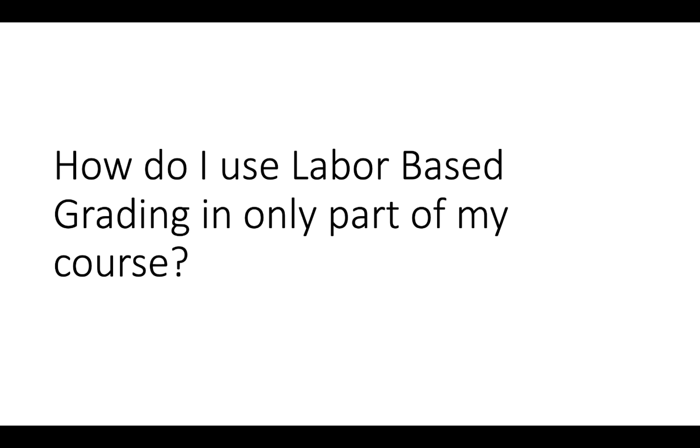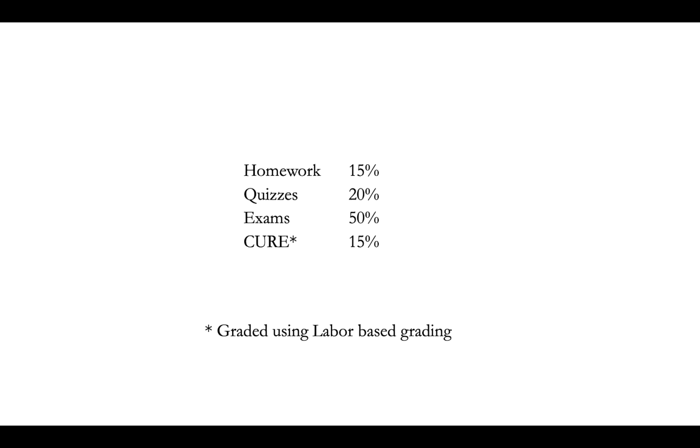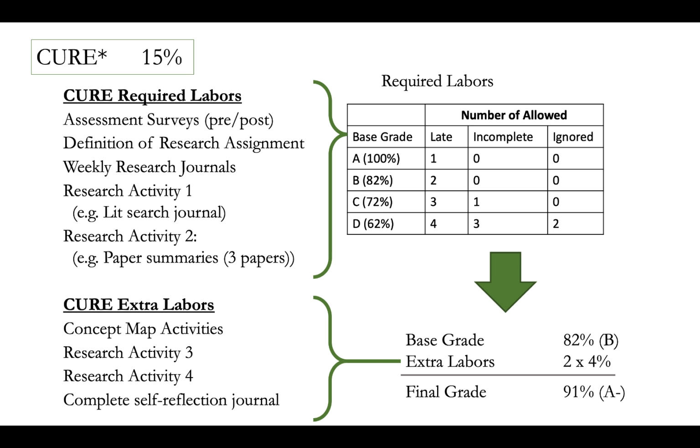So maybe that sounds really cool and interesting, and you're thinking, oh, there's no way I can do that for my whole course. How might I do that for part of my course? So for implementing this partially in a course, it's a nice way to test it out, actually. You can just choose one component of your course where you're going to use labor-based grading. So in this case, the cure component of the course. And then you set up your cure component just like we talked about the labor-based grading for the whole course, except it's only for the cure portion.